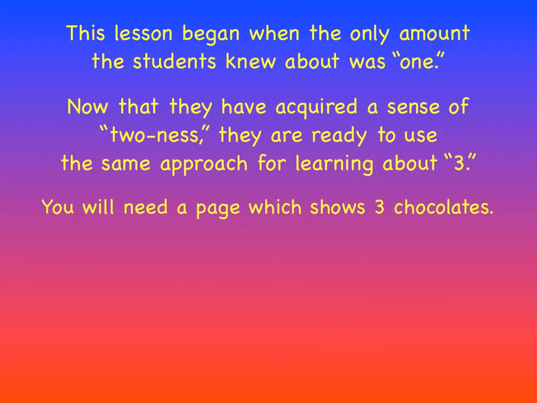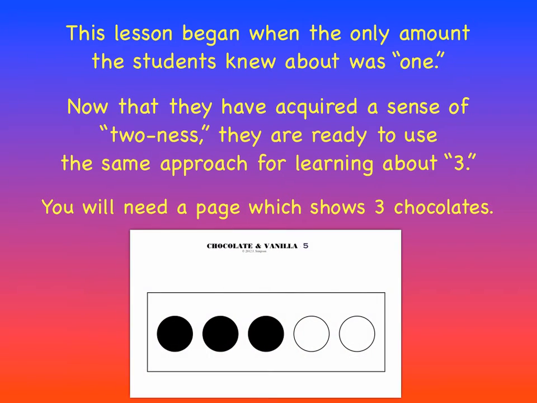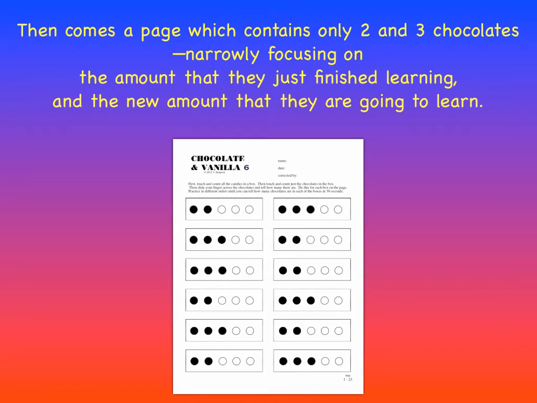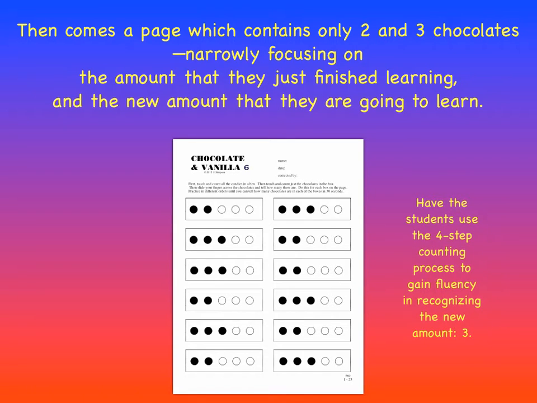You'll need a page which shows 3 chocolates, 3 out of 5. And you use this to demonstrate for the whole class like you did at the beginning of the lesson. Then comes a page which contains only 2 and 3 chocolates, narrowly focusing on the amount that they just finished learning and the new amount that they're going to learn. Have the students use the 4-step counting process to gain fluency in recognizing the new amount, 3.